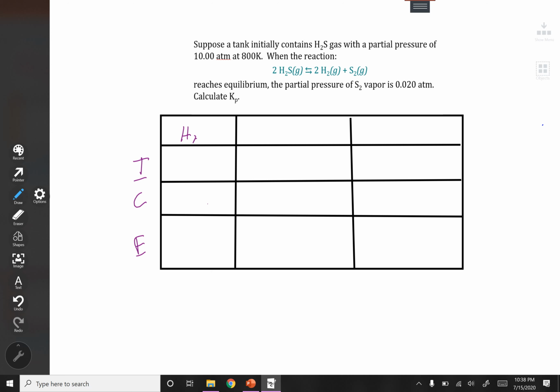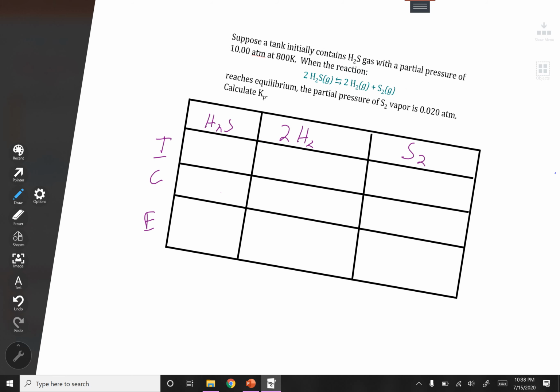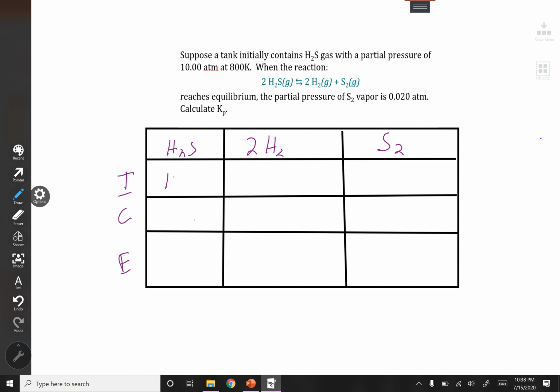Okay, and then we have H2S, that's our reactant, giving us 2H2 and then S2. And it tells us initially the container contains H2S gas with a partial pressure of 10 atm. I'm going to leave off the units just so I don't have to write so much in the box. And it says when it reaches equilibrium, the partial pressure of S2 vapor is 0.02 atm, and it wants to know what is Kp.